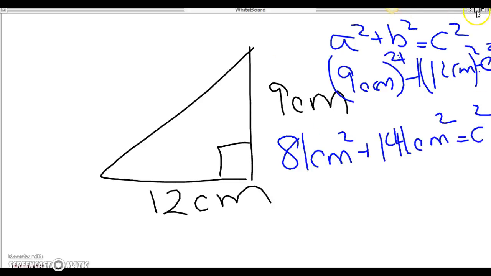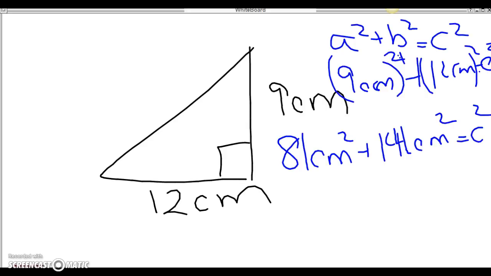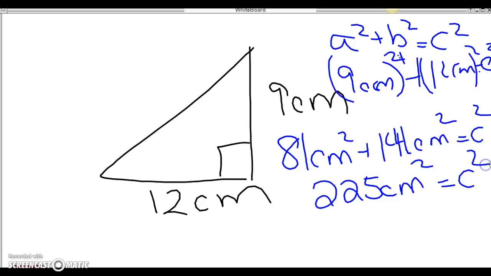And so I'm going to use my calculator for the rest. So 81 plus 144 is 225. So 225 centimeters squared equals c squared. Now I don't want to find c squared again, I want to find c. This is the side I'm looking for. So I'm going to take the square root of both sides to find what c is equal to.